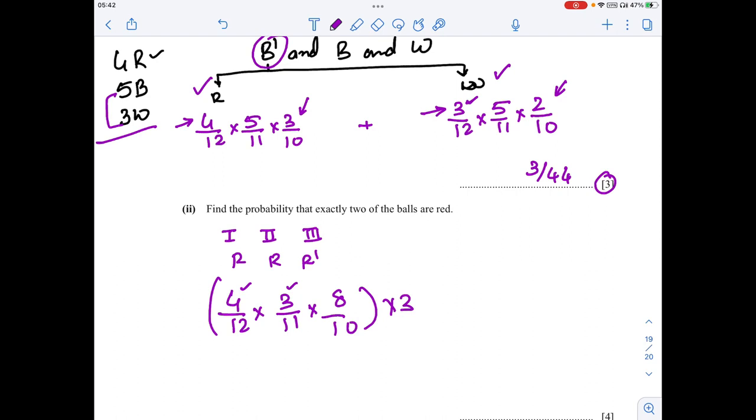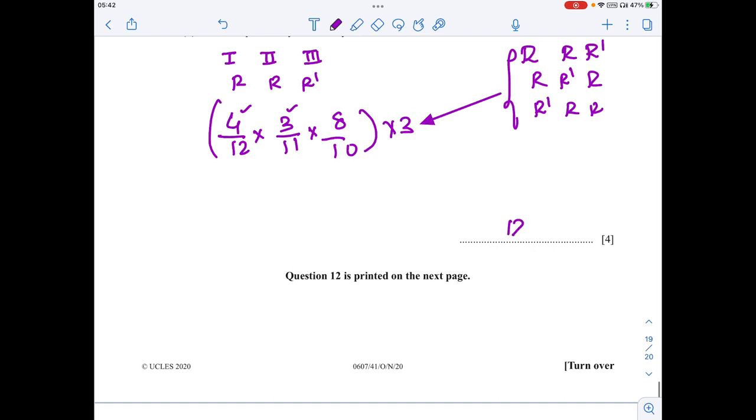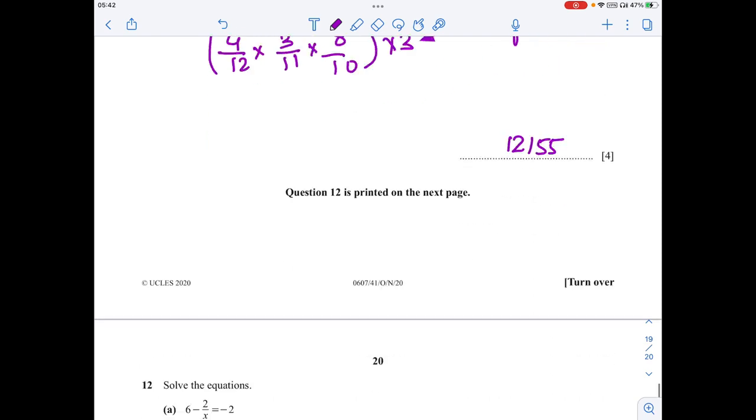Because he hasn't said which positions, it can be arranged in three ways: red, red, not red; red, not red, red; and not red, red, red. So there can be three ways. So that is the reason this is times 3. Simplify that, you should be able to get 12 upon 55.